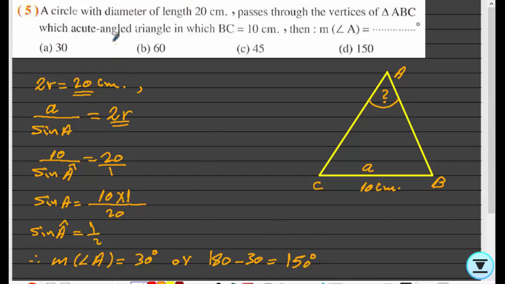But they said the triangle is acute angled triangle, right? So this solution is refused because it is obtuse, and we choose the measure of 30 degrees, and the answer will be letter A, 30 degrees. Next question.